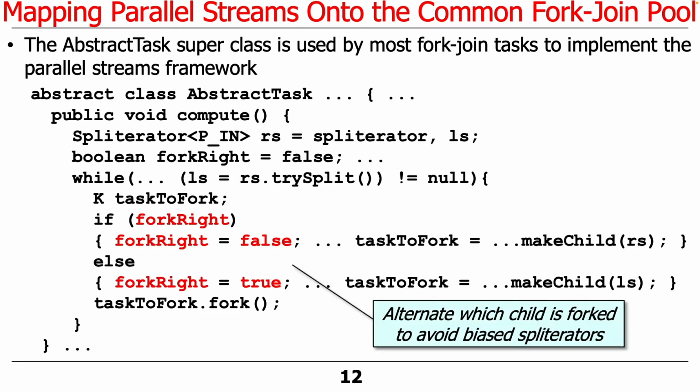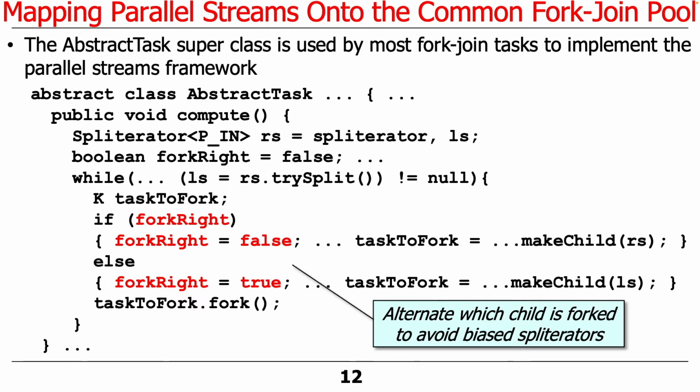And what happens is it keeps track of whether or not we've split on the right-hand side or the left-hand side. What does that mean? Whenever you split, you have two halves. One is the left-hand half. One is the right-hand half. That's called LS for left side, RS for right side. It keeps track of which side we've been forking on. If we are forking right at the moment, then we change forking right to be false for the next go-around. So we'll fork left next time.